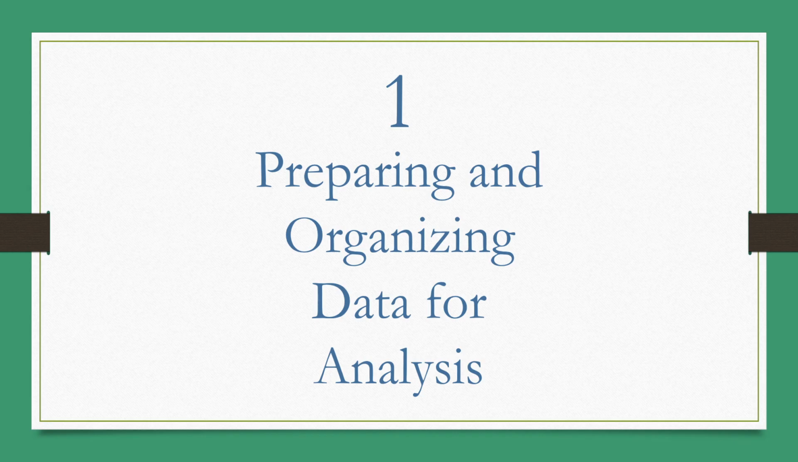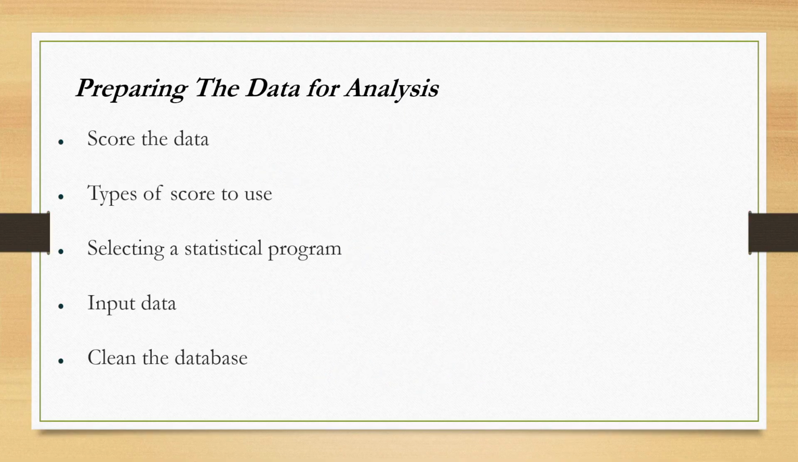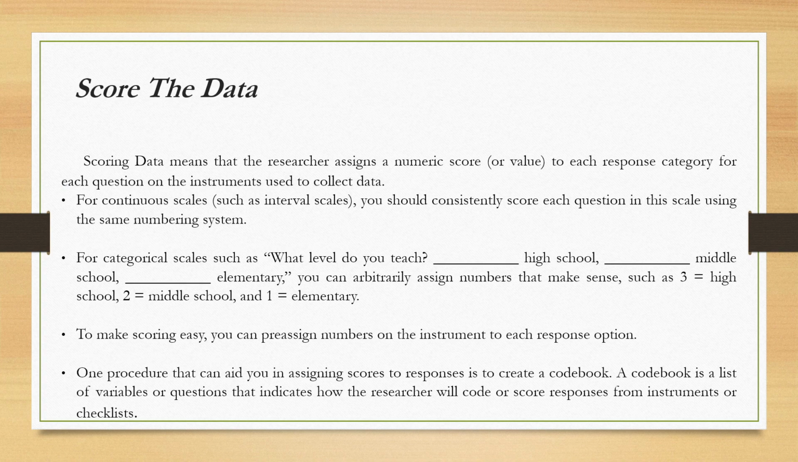First, preparing and organizing data for analysis. Preparing the data analysis consists of 5 points. The first is score the data. Second is types of score to use. Third is selecting a statistical program. Fourth is input data. The last is clean the database.